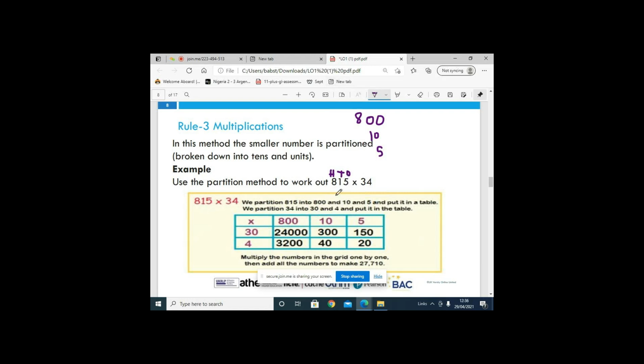Because the reason why I put 10 here is because 1 is on the tens value. 8 is on the hundreds value. While 5 is just 1. It's just on the what? It's on the units or ones.